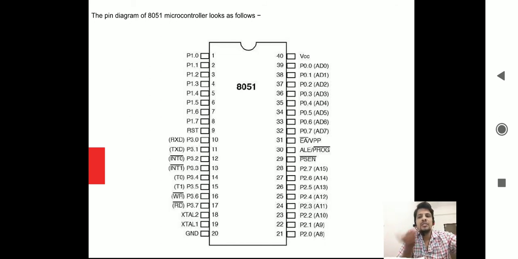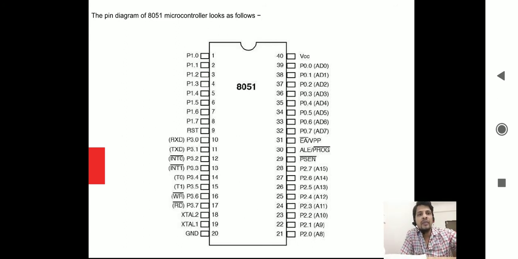Now the 30th pin is ALE, which is address latch enable, used to demultiplex the address data signals of a port. Pin 31 is external access, which is used to enable or disable access to the memory. That is, with this pin we can either enable or disable the external memory.